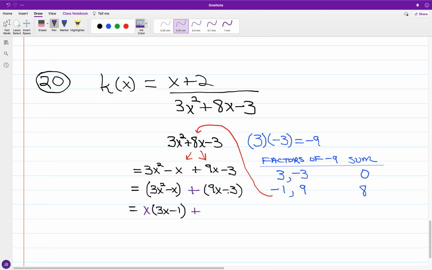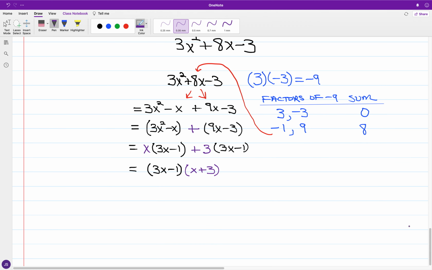And I have plus the greatest common factor of 9x and negative 3. That is going to be 3. And taking 3 out of the quantity of 9x minus 3, this is going to be 3x minus 1. So for factoring what we have in the denominator, we have the common binomial between the groups at 3x minus 1, and the other factor will come from the outside terms and the operation of addition. So you have x plus 3.